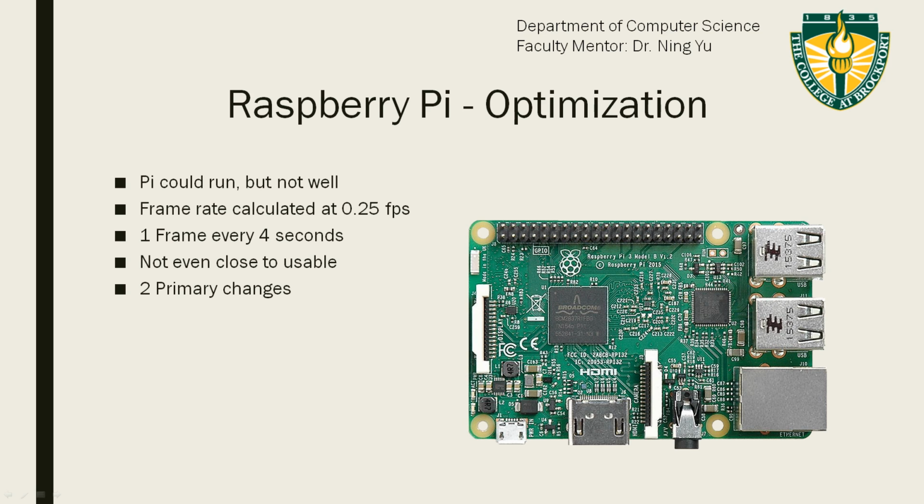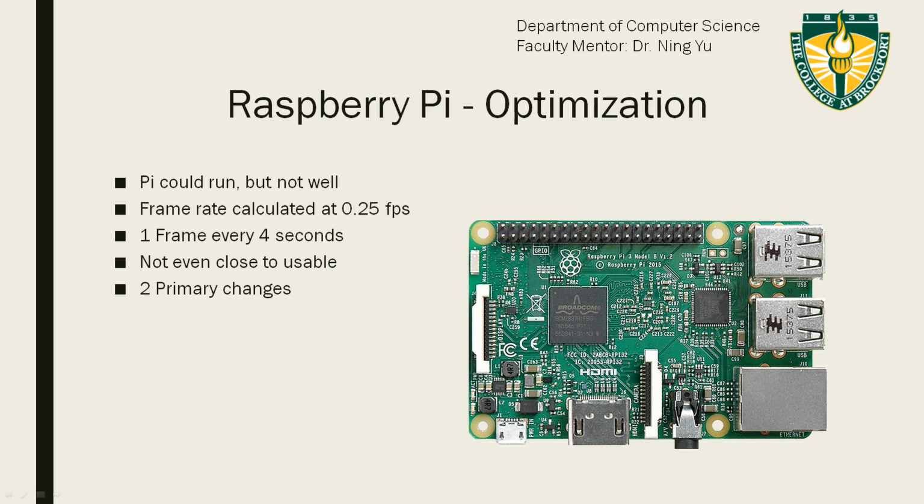And so once I got the Raspberry Pi prepared, I ran into an issue, and that was that I needed to do some optimization for the Raspberry Pi. The code that was originally being used, since it was meant for the PC, ran slow. The frame rate was calculated at about 0.25 frames per second, which is about 1 frame every 4 seconds, which is very slow. And this isn't really usable for a Drowsiness detector.